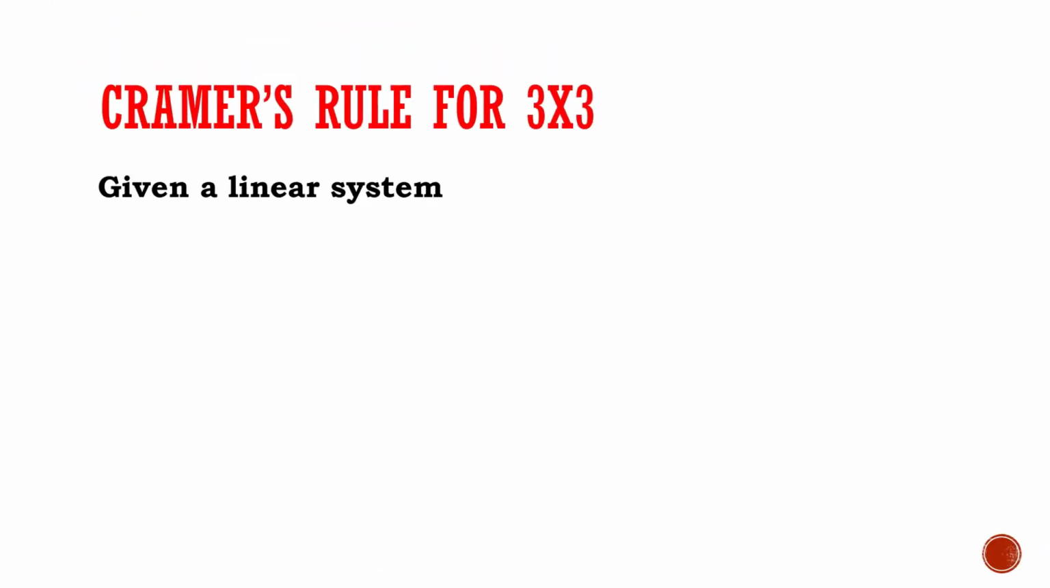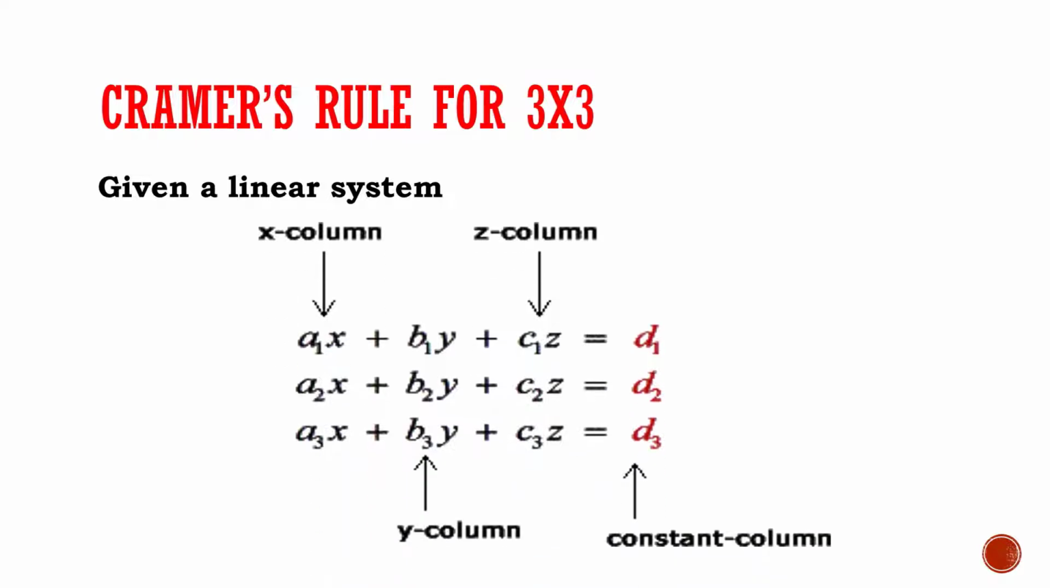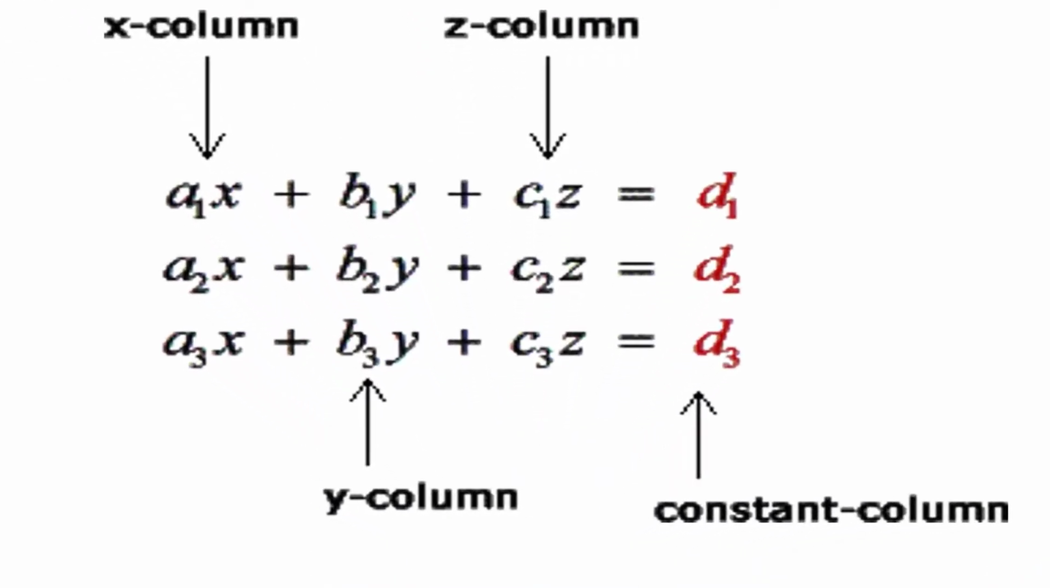Now Cramer's rule for 3 by 3 continues. Given a linear system, we have the X column to be A1, A2, A3. The Y column is B1, B2, B3, and the Z column is C1, C2, C3. The constant column is D1, D2, D3.